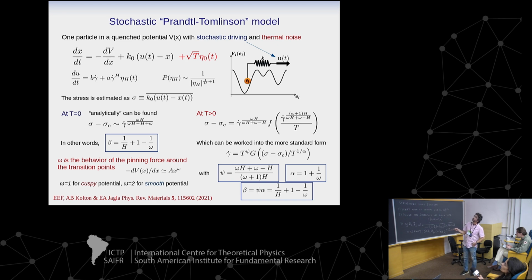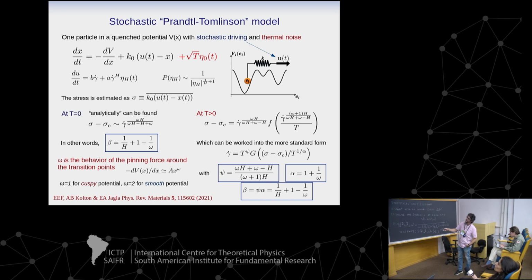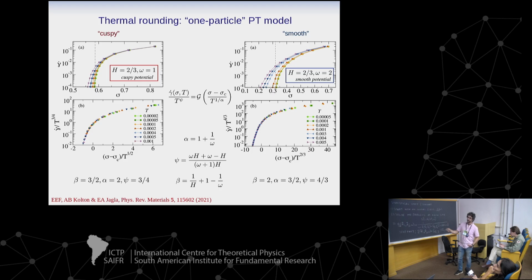And you can do this also with temperature. And temperature enters here, and then now you have not only beta, but alpha and beta, all in terms of h and omega. Okay? For the thermal rounding. And this is what we do with a one particle problem now. And we have the Caspi, and we see the thermal rounding for the flow curves and the collapse with the exponents that are supposed to be for the Caspi potential, and the same for the smooth potential with the exponents that are supposed to be with the smooth potential. So we replace our completely extended system with a particle pulled in a disordered potential with the correct mechanical noise. And this h equal 2/3 represents 2D.